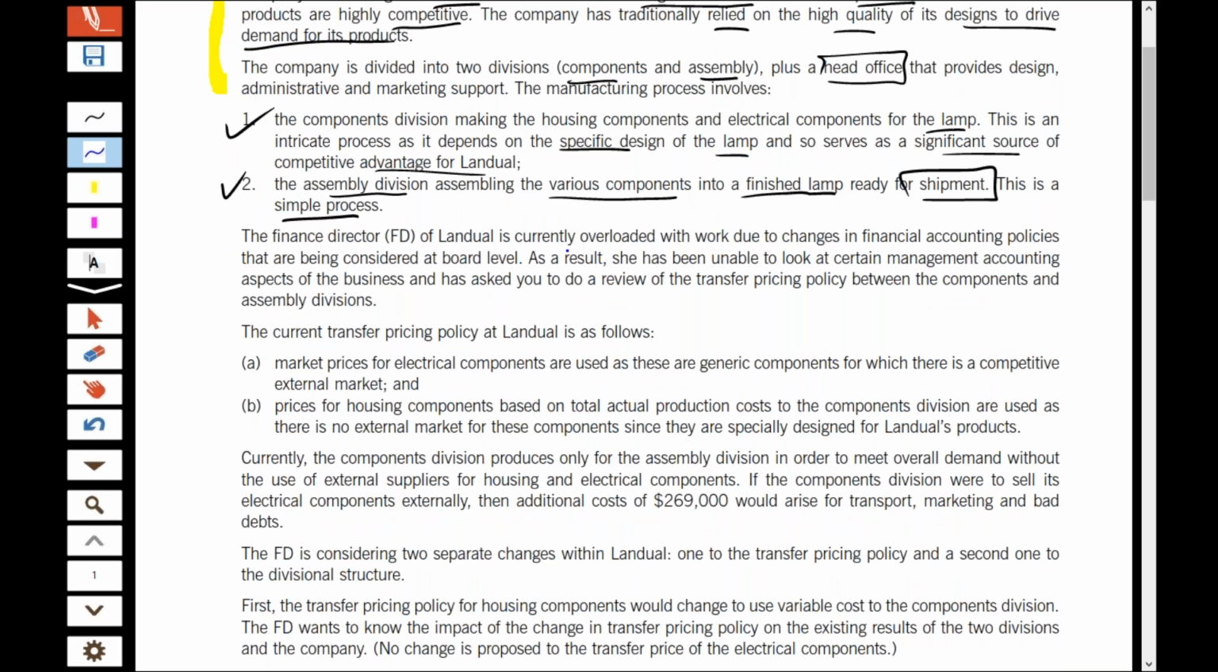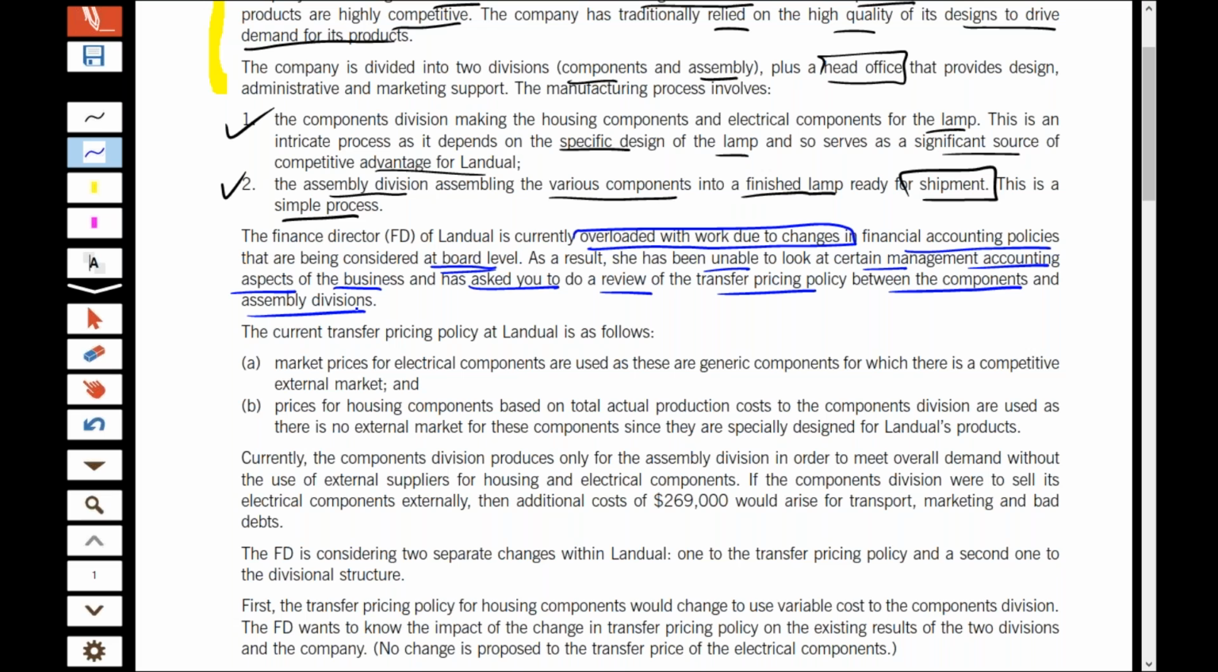Now, it says the finance director of Landwell is currently overloaded with work due to changes in the financial accounting policies that are being considered at board level. As a result, she has been unable to look at certain management accounting aspects of the business and has asked you to do a review of the transfer pricing policy between the components and the assembly division.